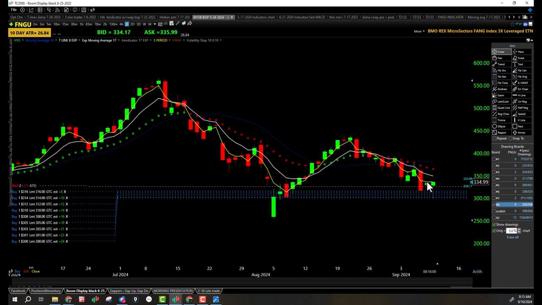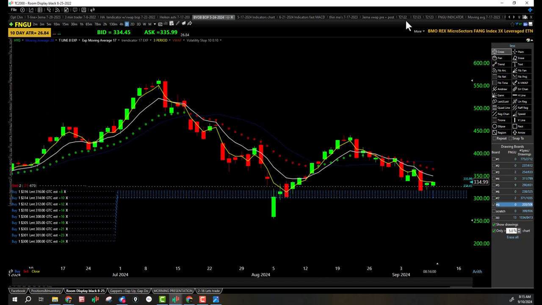I want to see some green erase red. Have not seen that yet. We've got to see some green erasing red, even if it's just one candle. One big candle would be nice. Even one little candle would be nice. I want to see some green erase red and get us moving in the other direction.